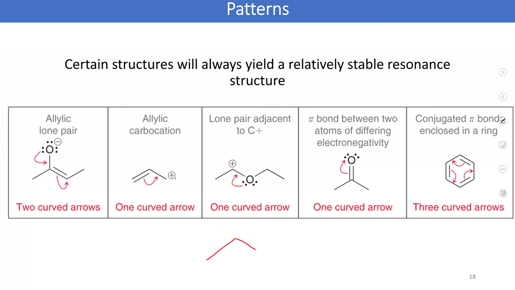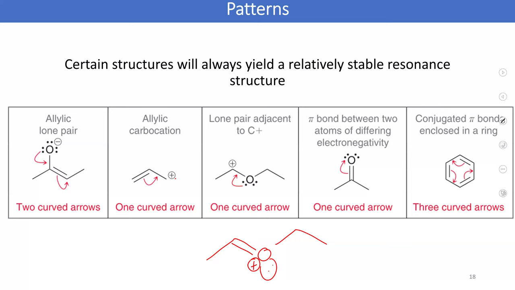Positive charge on the oxygen. You would have a double bond on the left, yeah. You would lose that positive charge. We don't lose the positive charge. It's just on the oxygen. Yeah.